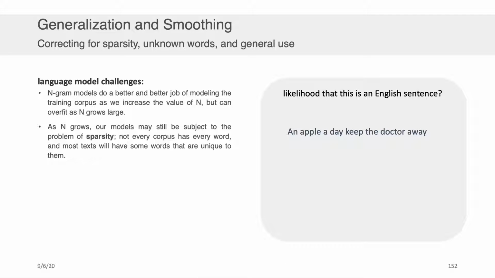Generalization and smoothing in the NLP context are methods that we use for correcting sparsity, unknown words, and improving the general use of a language model that we develop.